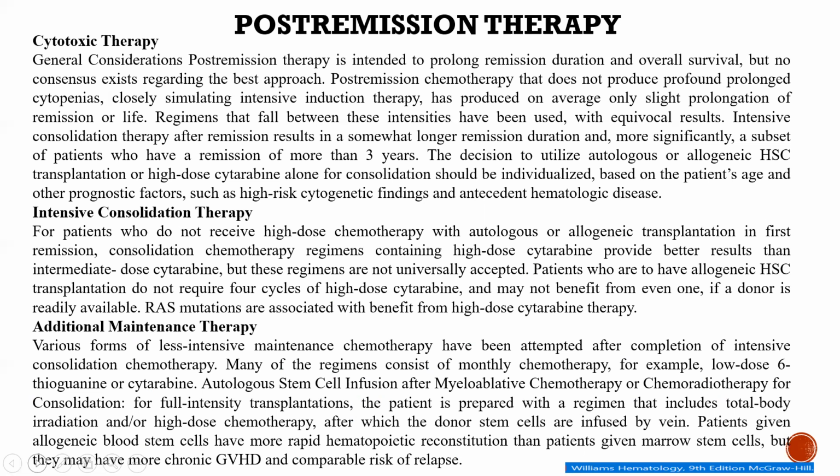For patients who do not have high-dose chemotherapy with autologous or allogeneic transplantation in the first remission, a consolidation regimen containing high-dose cytarabine provides a better result than intermediate-dose cytarabine, although these regimens are not universally accepted. Patients who are to have allogeneic stem cell transplantation do not require a cycle of high-dose cytarabine and may not benefit from even one, if a donor is readily available.